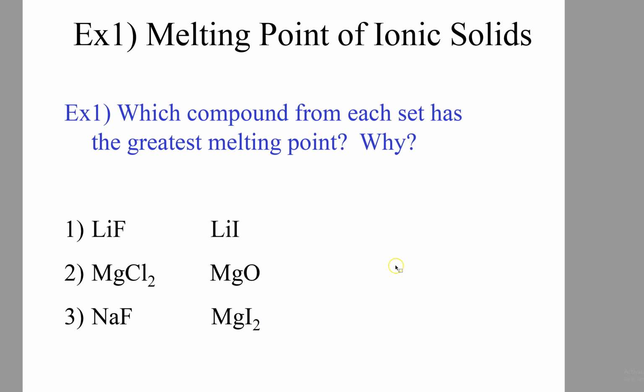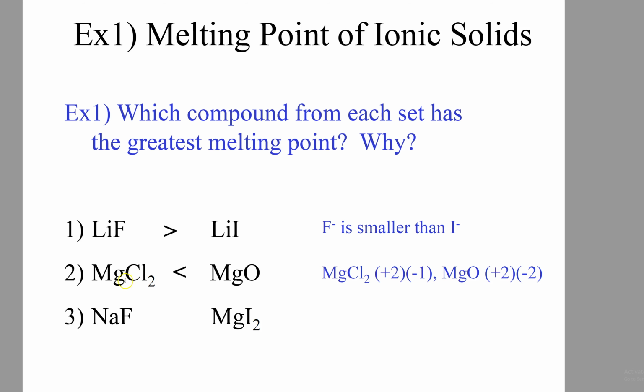The first thing is, let's take a look at the overall charge for lithium. Lithium is a positive 1, and fluorine is a negative 1. Same thing with Li and I. The problem here is that since they're both similar charges, now we have to take a look at the distance between them, and specifically the radius of each one. Fluorine has a smaller radius than iodine, while iodine has a larger radius. So in the first example, F minus is smaller than I minus.